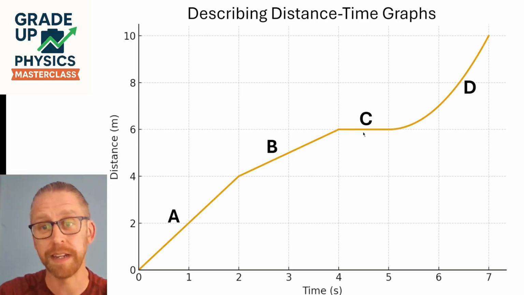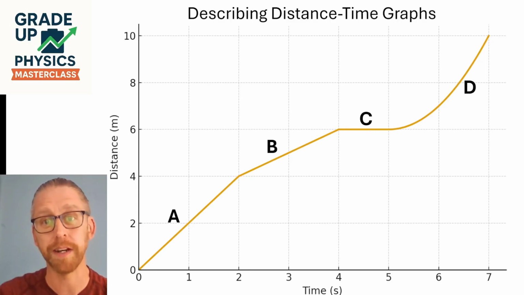Let's move on to section C. Now again, we've got a straight line. This is showing us that speed isn't changing, but this is a rather special example for a distance-time graph. What this is showing us is that our speed isn't changing, but importantly, this speed is zero. Have a look. Time is elapsing, but they're not going anywhere. The distance isn't changing. So this would be something that is stationary.